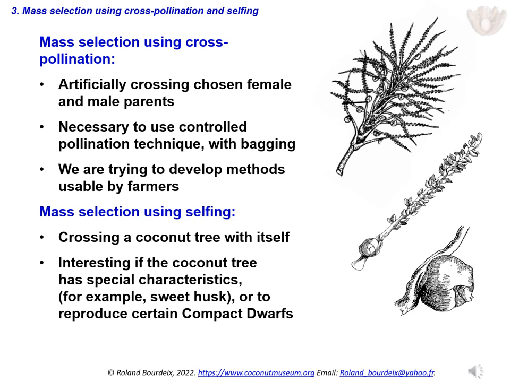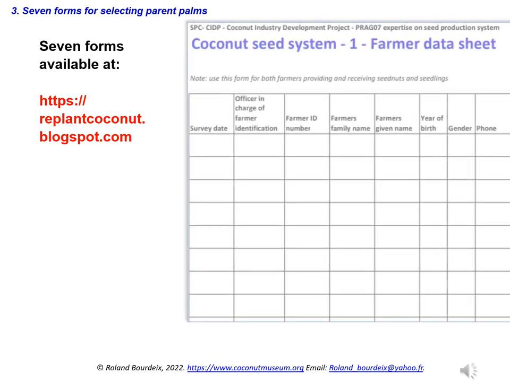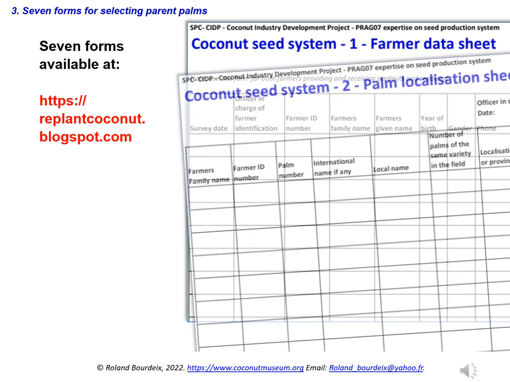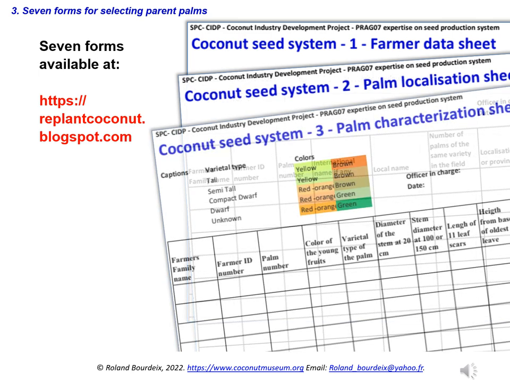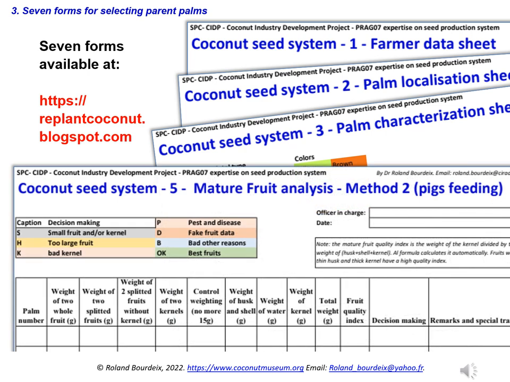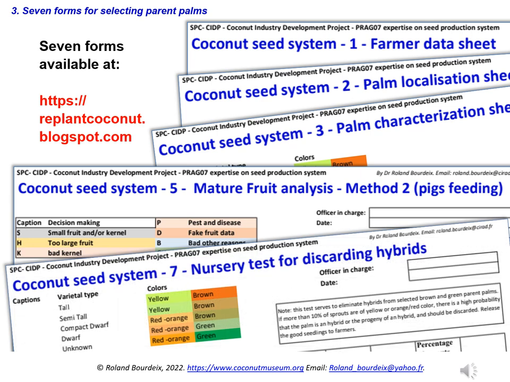certain compact dwarfs. In the framework of the CIDP project, led by SPC, we created 7 data sheets or forms for recording all the requested information for efficient selection of parent palms. First is about farmers and farms, second, palm localization, third, palm characterization, fourth and fifth, 2 methods for mature fruits analysis, sixth, tendernut analysis, seventh, nursery test for discarding hybrids. Both the relevant Excel file and the 7 individual data sheets are available online for download on the website replantcoconut.blogspot.com.